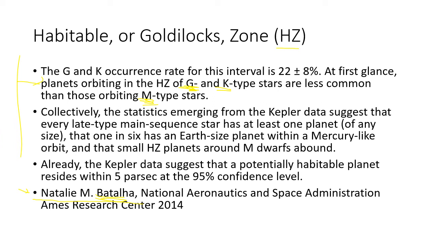Now, again, there could be some biases to that. I'm sure that a scientist as eminent as Professor Batala will have thought about this, but there is going to be some bias in there in that M-type stars are little dinky stars. And it's much easier to find a planet around a little dinky star because the planet is going to have a bigger impact on the light from the star.